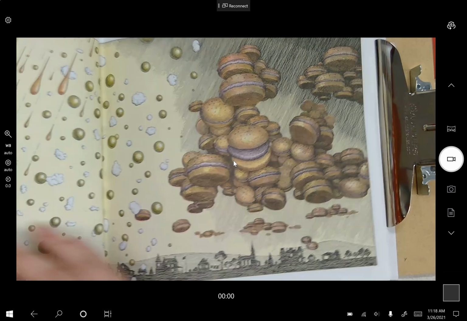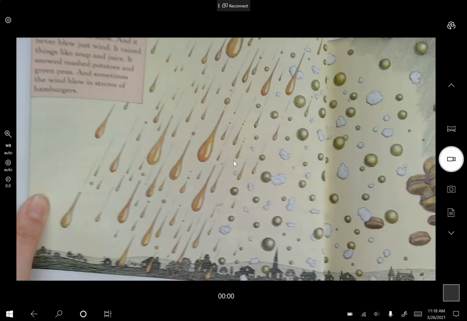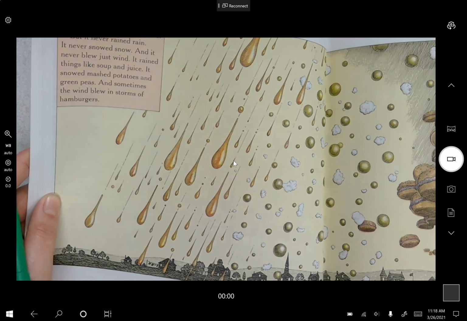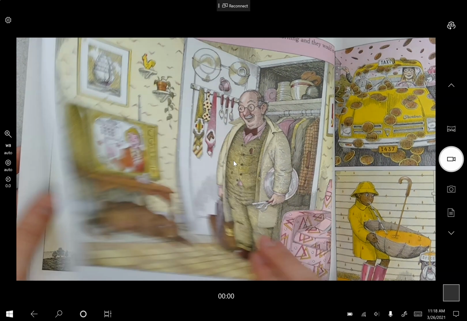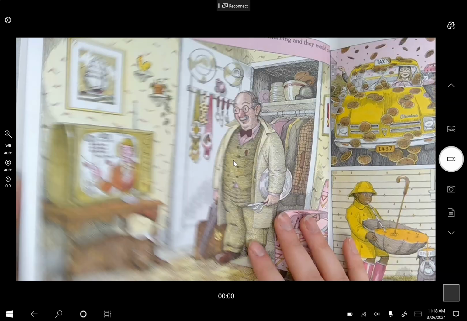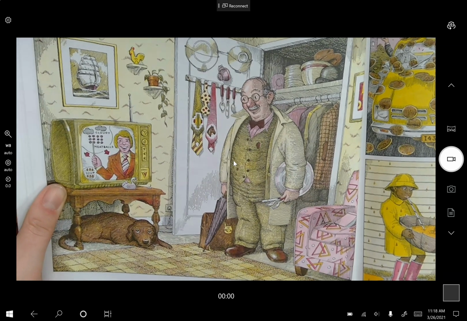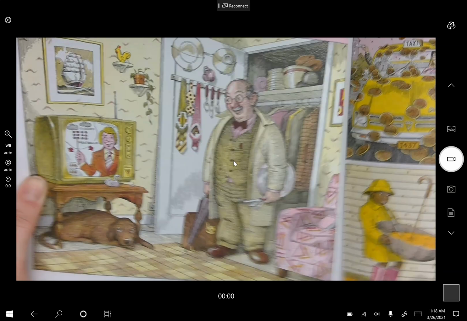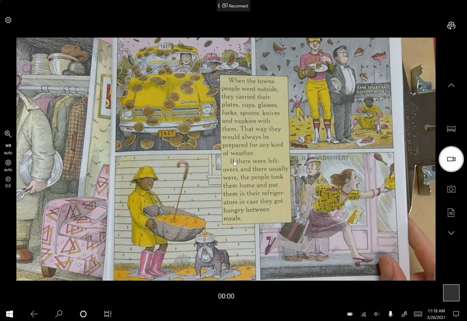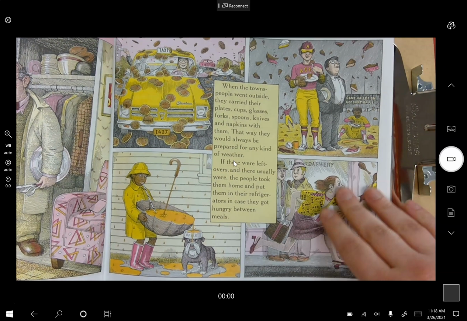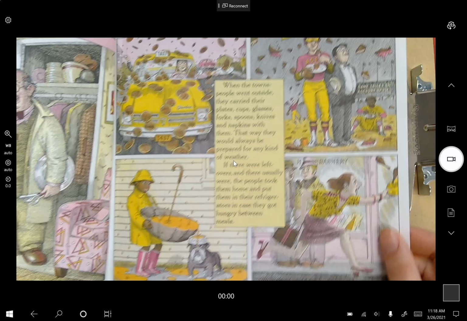Okay, so in the middle it shows us a little bit about the different food that the townspeople get from the sky, depending on what the weather was like. We have peas and orange juice and burgers. Then it says the people would watch the weather report on television, so they would hear a prediction for the next day's food. Growing up reading this book, this was probably my favorite page. Either this one or this one, where the hot dogs were falling through the restaurant.